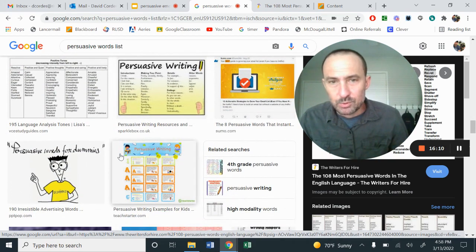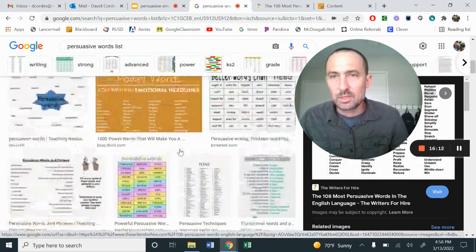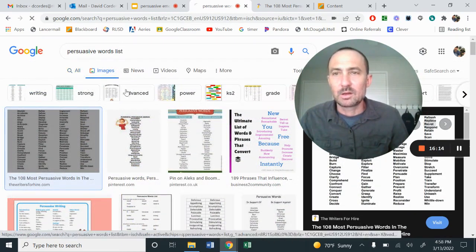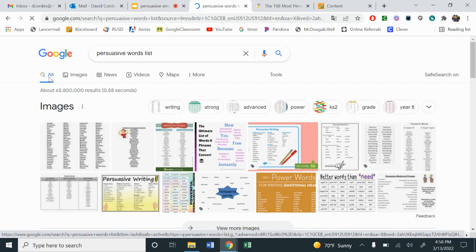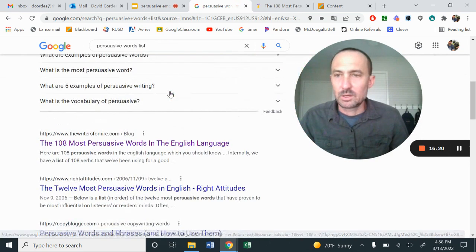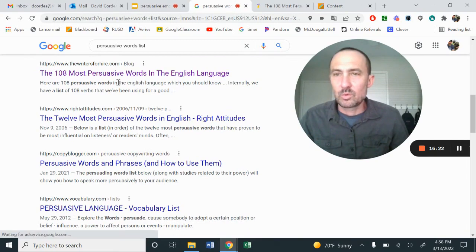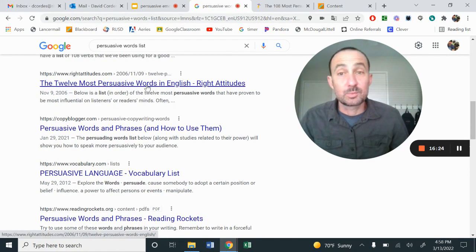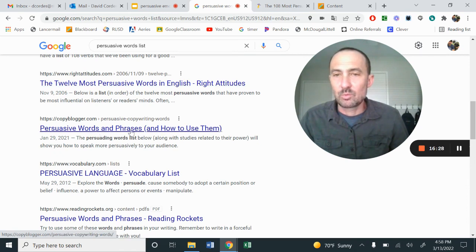Let's see here. I'm just pulling up these words. Am I on images? I think I'm on images, and I don't want to be on images. So let's go back. If I click on all, persuasive word list, there we go. So like 101 persuasive words, 12 most persuasive words in English, the right attitude, persuasive words and phrases.